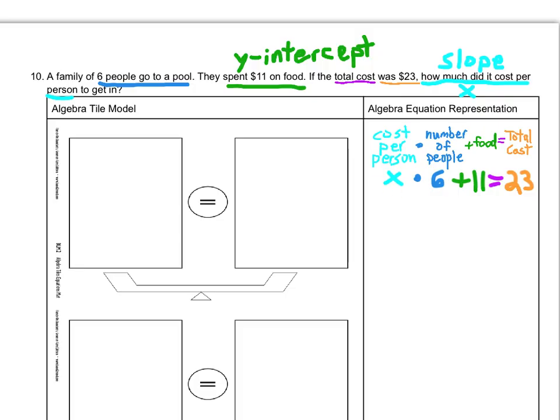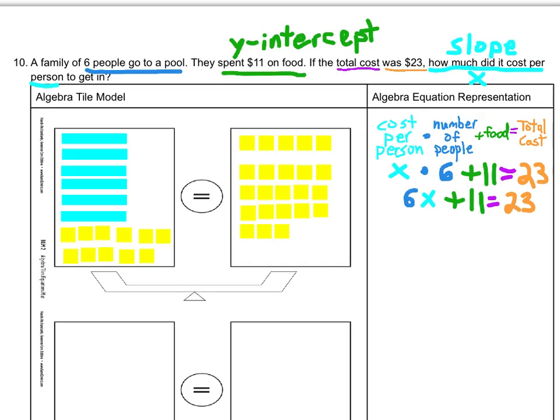We don't ever write letter then number. We always write the number then the letter. So we're actually going to rewrite this as 6x plus 11 equals 23. We always write the number then the letter. Take a moment, set that up as an algebra tile model. What is that going to look like? Should look like this. We have 6 x's on the left and 11 ones. On the right we have 23.